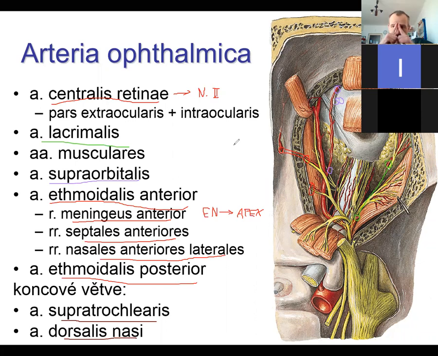Supratrochlear continues here. So it goes parallel to supraorbital, but medially. Supratrochlear is found above the trochlea, which we can palpate here. And the dorsal nasal supplies the dorsum of the nose. So the terminal branches get to the face, to the nose and to the forehead. And of course, then we have the muscular branches which supply the muscles.